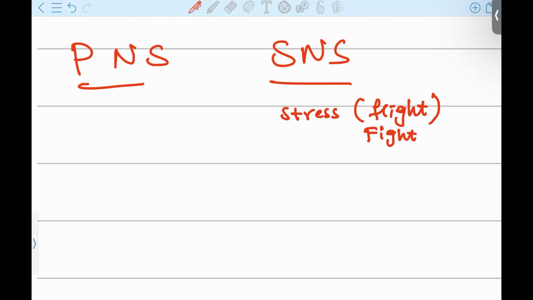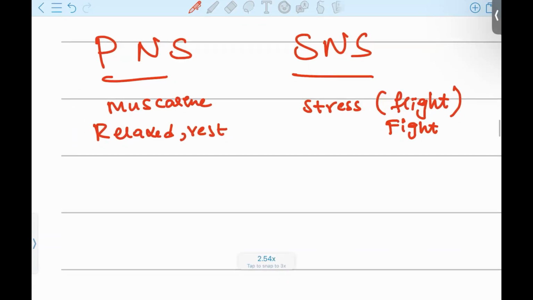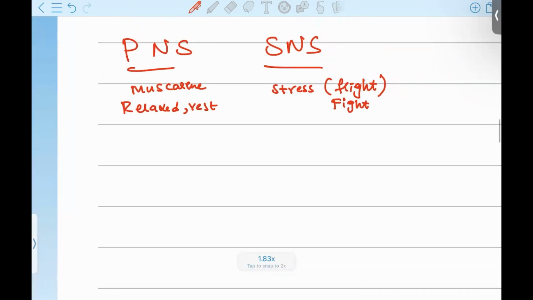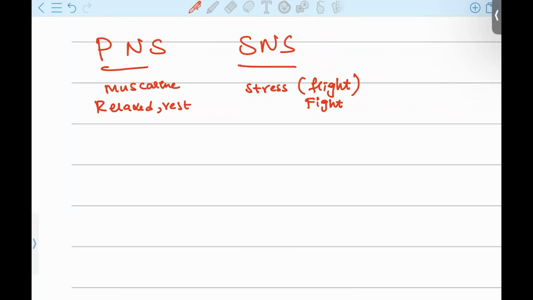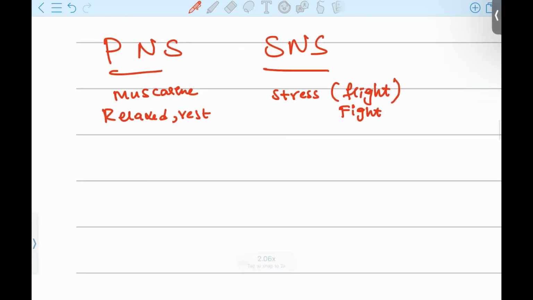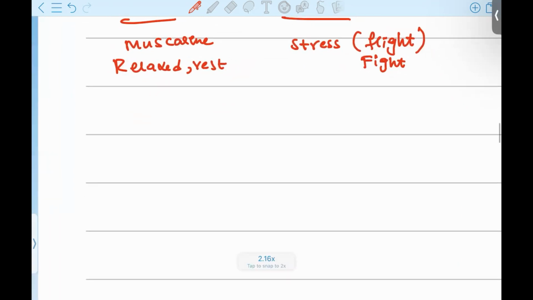What about the parasympathetic nervous system? These are basically your muscarinic agents, okay? Like acetylcholine, these are the drugs for your parasympathetic nervous system. In states like relaxed, when the patient is taking rest, only in those situations will the parasympathetic nervous system be activated. So most of our situations will be parasympathetic nervous system only. Most of the time we are not always fighting, not always in stress situations, right?